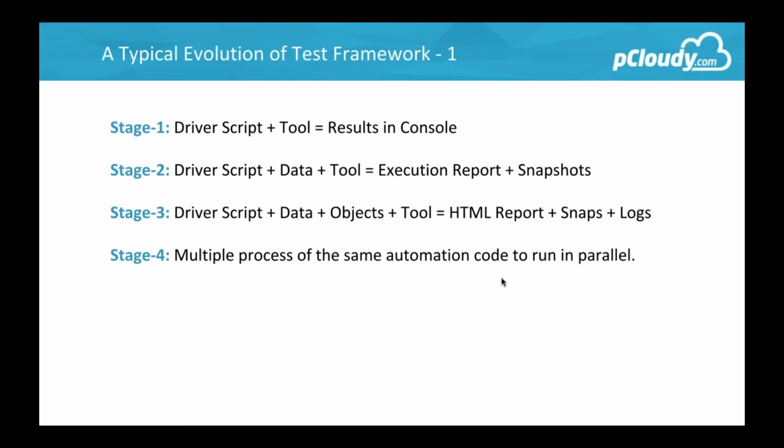Suppose till stage 3 we were running a single process for Google Chrome. Now in stage 4, we can give it the browser name as an input, and we can invoke 3 different Java processes to run it in Chrome, in Firefox, and in Internet Explorer in parallel.